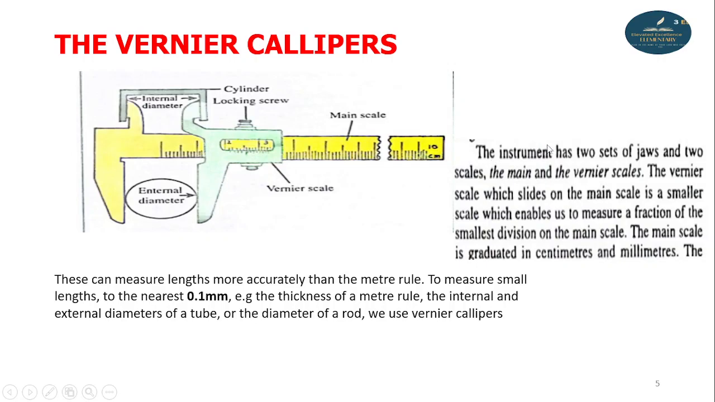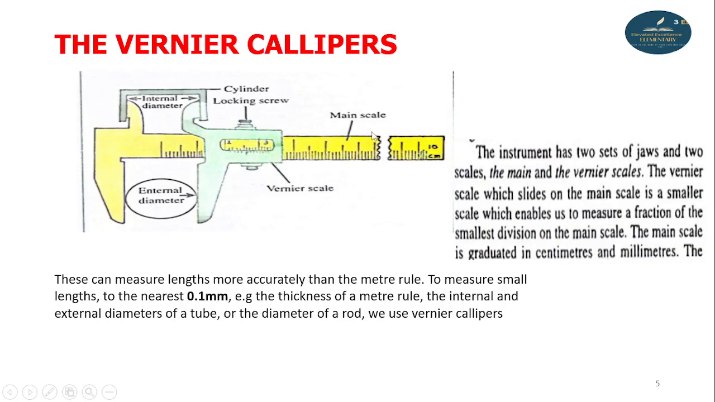It is stated that the instrument has two sets of jaws and two scales. It has two sets of jaws, and these are the jaws here, the first one and the second one. The first is used to measure the internal diameter of a tube, while the other one is used to measure the external diameter. And it consists of two scales. You get to see it clearly in the next slide.